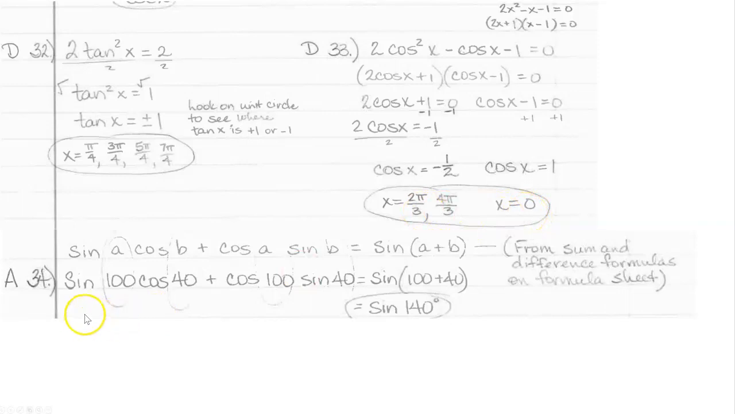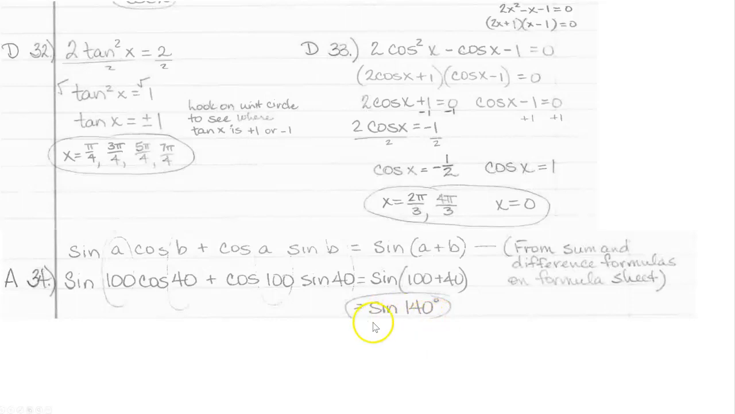All right, for 34. They gave us the sine addition formula. So this is sine, cosine, plus cosine, sine. If we match that up with our sine addition formula from the sum and difference formulas on your formula sheet, this is what we get. So you can see that we're putting 100 where A is and 40 where B is. So then come over here and let's put 100 where A is and 40 where B is, and that would give me the sine of 140.